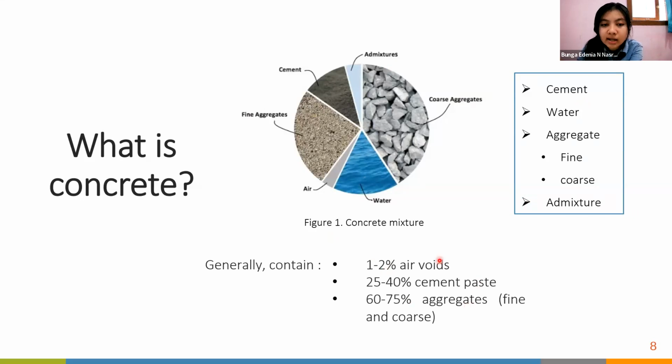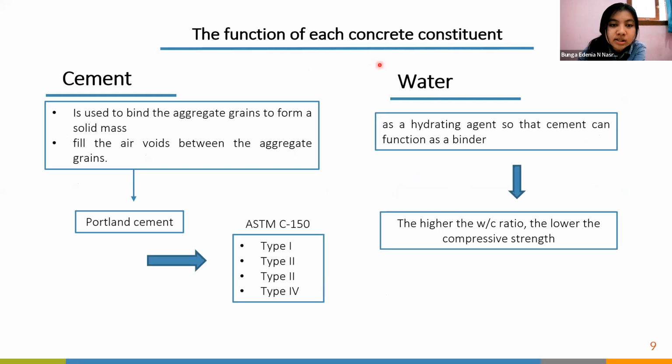And this concrete constituent will certainly affect the resulting concrete. And so each of these concrete constituents has its own function. For example, cement is used to bind the aggregate and fill the air voids between the aggregate grains. And one of the most popular cements is Portland cement. And according to ASTM C150, the Portland cement is divided into 4 types, that is type 1, 2, 3, and 4. And another concrete constituent is water.